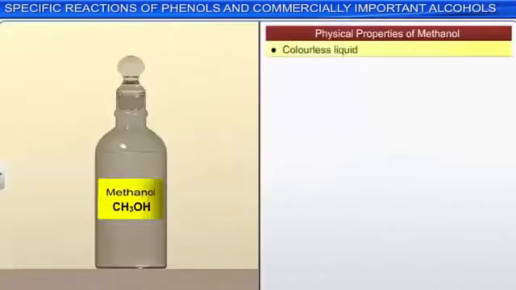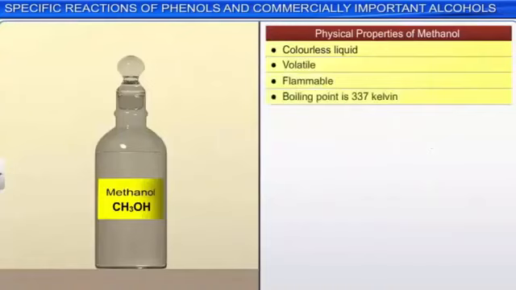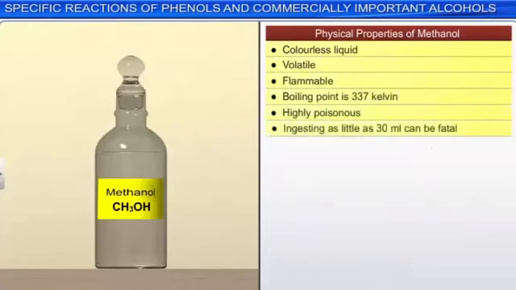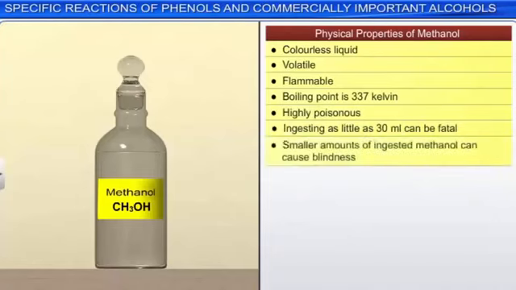Methanol is a colorless liquid that is volatile and flammable. Its boiling point is 337 Kelvin. Methanol is highly poisonous. Ingesting as little as 30 ml can be fatal. Smaller amounts of ingested methanol can cause blindness.